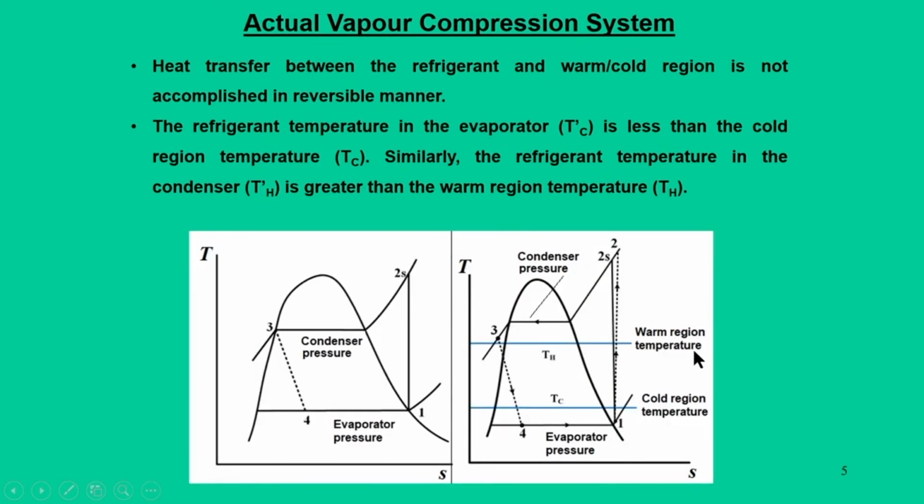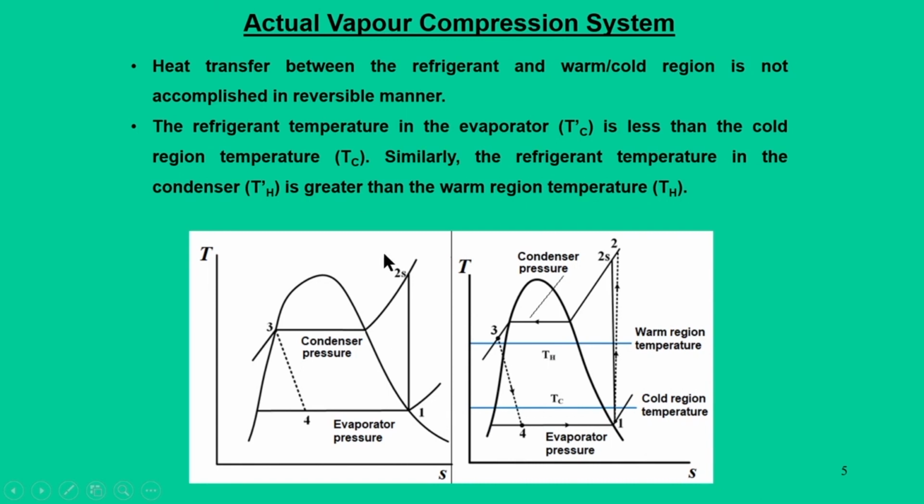Now, we will relax this ideality and try to introduce some kind of irreversibility into the system. That is what we call an actual vapor compression system. In an actual system, the first thing that departs is that the condenser pressure as well as temperature is higher than the warm region temperature. That means the condenser temperature is higher than the warm region temperature and the evaporator temperature is lower than the cold region temperature. Only then can the vapor compression system work efficiently.